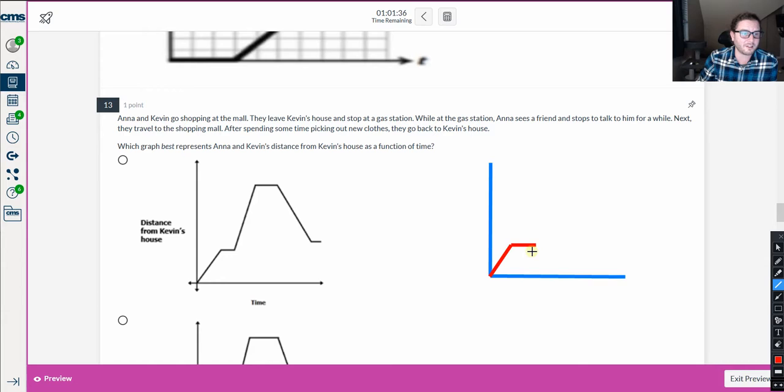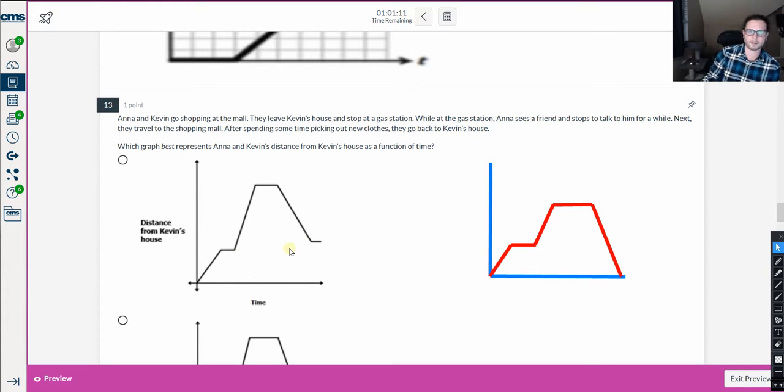Next, they continue to the shopping mall. Okay, so they continue there, go to the shopping mall. They spend some time picking out new clothes and then go all the way back to Kevin's house. So this is kind of sort of how the graph should look. They go about part way to the mall, pause, get the rest of the way to the mall, pause, and then they return. So A doesn't quite match.